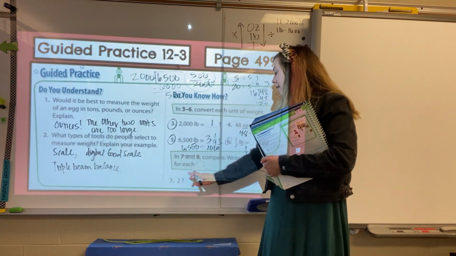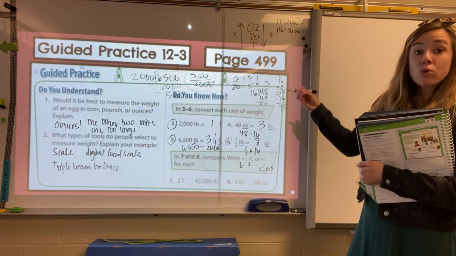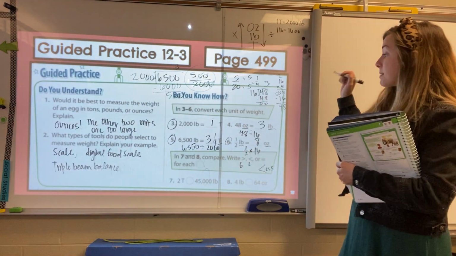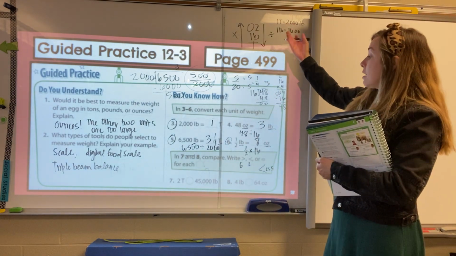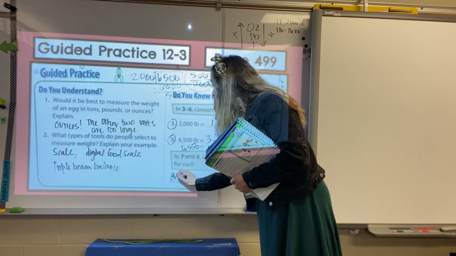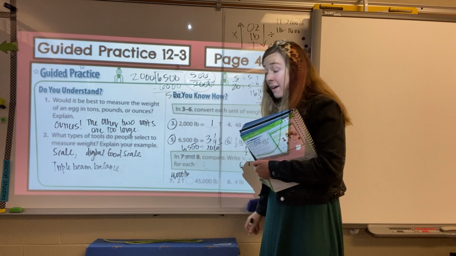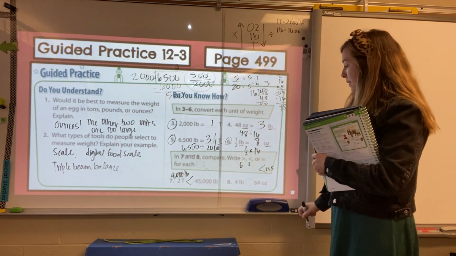So I have 2 tons and 45,000 pounds. So what I have to do is I have to switch one to the other. I think it's easier to multiply. So I'm going to go from tons to pounds, and I'm going to multiply 2 by how many pounds are in a ton. Well, there's 2,000 pounds in 1 ton. So this would be 4,000 pounds in 2 tons. So I obviously know 45,000 pounds is going to be bigger, we're going to have a less than symbol in there.